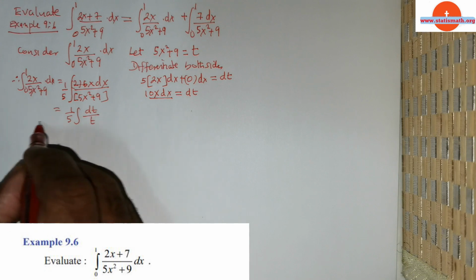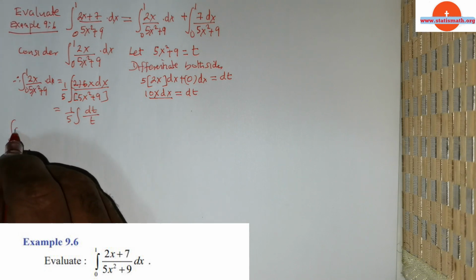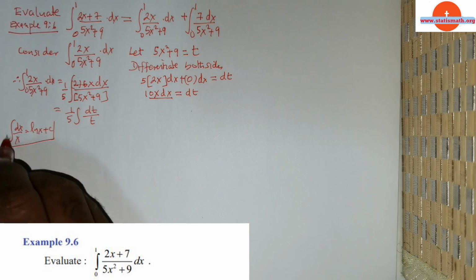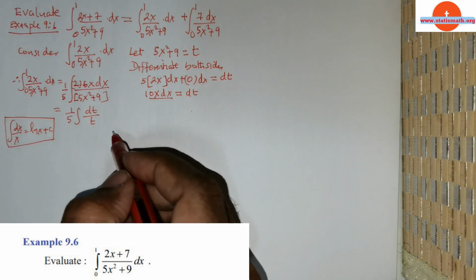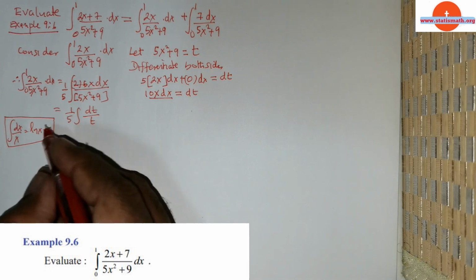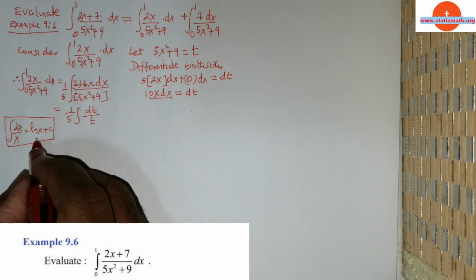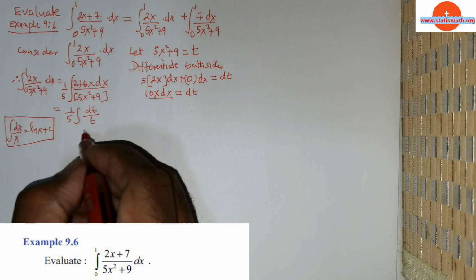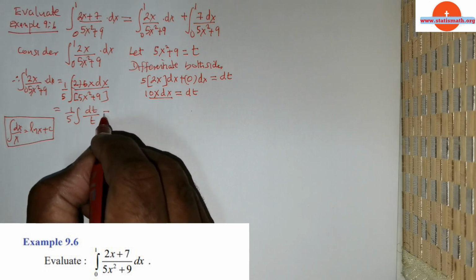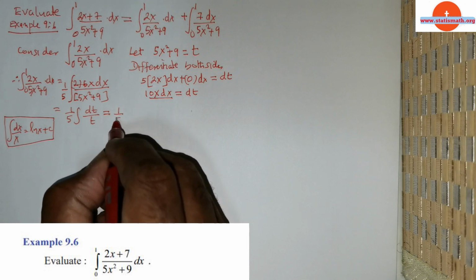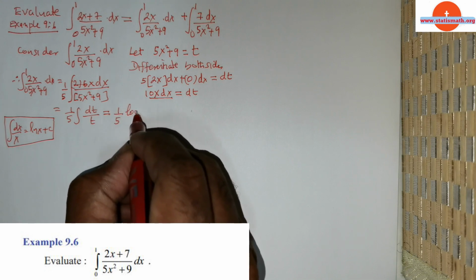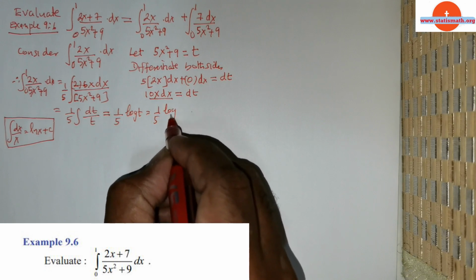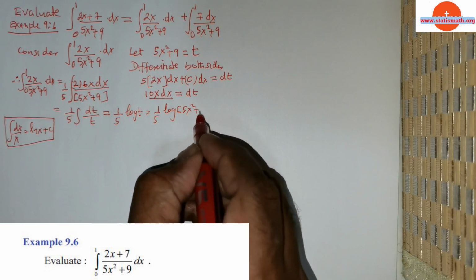Now we have a formula. What is the formula? The integral of dx over x is ln x + c. Instead of ln, you can also replace it with log. Since your textbook is using log, I will also use log here. So this is equal to 1 over 5 times log t. But what is t? t is 5x² + 9.